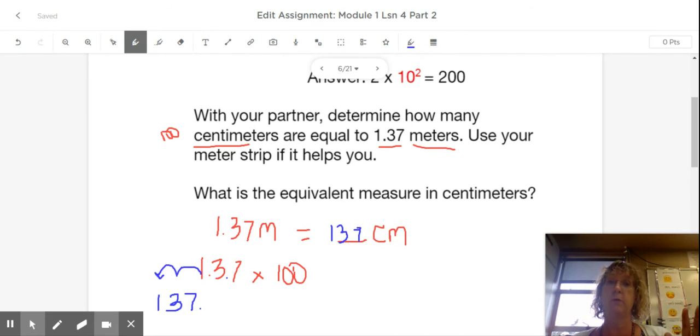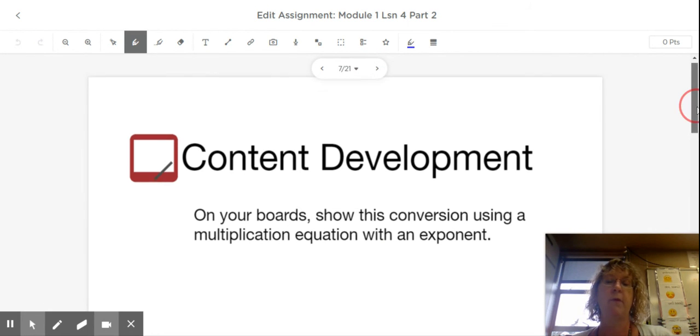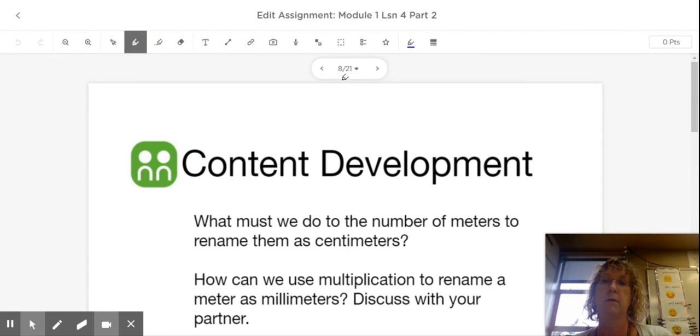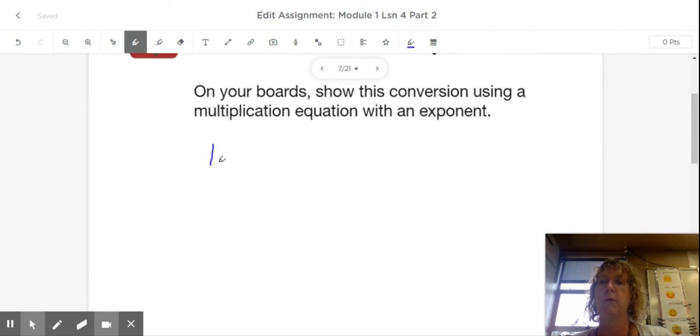Now you could see that on your meter strip if you wanted to, right? You could take your meter strip, 1 meter is 100 centimeters, right? And then 37 hundredths of that is a centimeter. All right, so now we're going to solve it using an exponent. How? Let's take a look. Go back. It's the same equation, right?